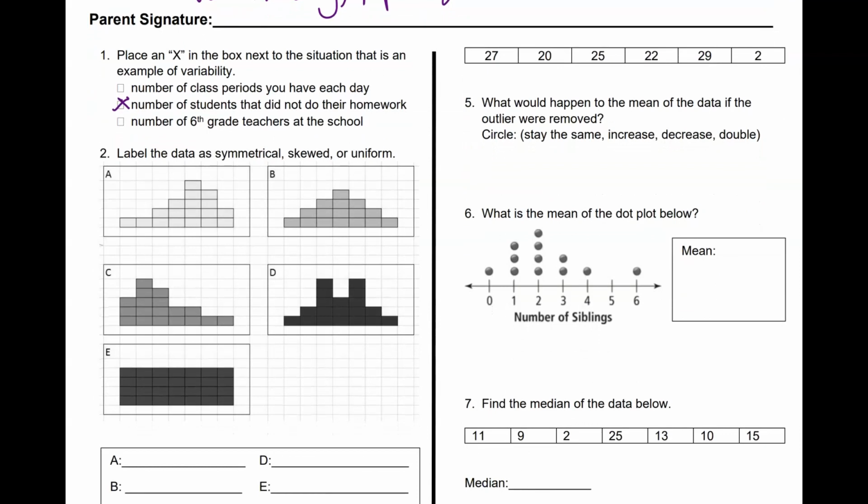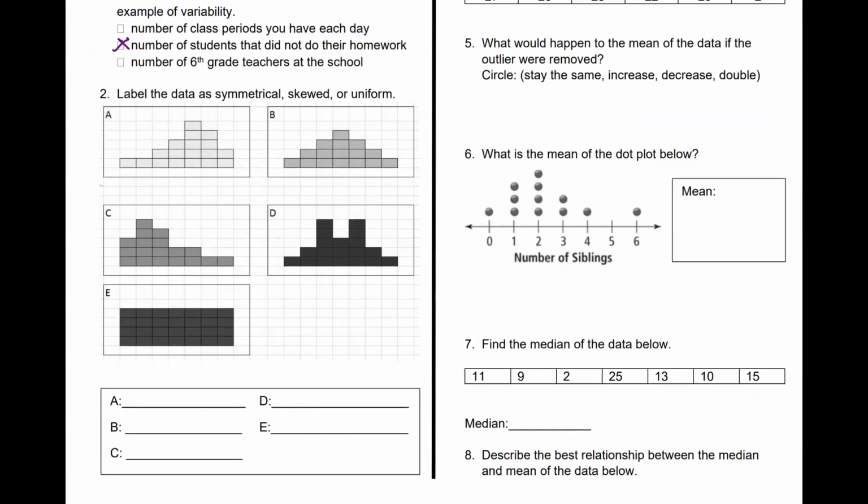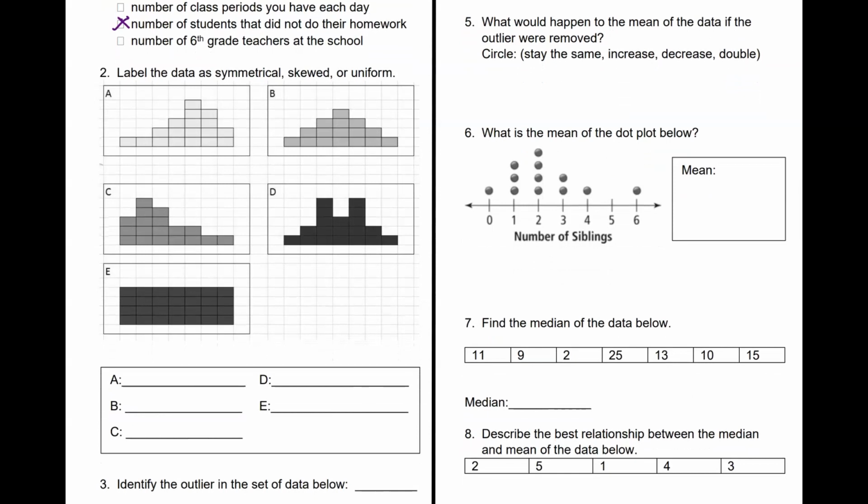Number 2, we are going to label the data as symmetrical, skewed, or uniform. Symmetrical means that we can draw a line down the middle and it's going to be equal or a mirror image of each other on both sides. Skewed is kind of like a teeter-totter or a balance where the data leans more towards one side or the other. Uniform is where we can draw a straight line across the data and it is all equal all the way across. So graph A is going to be an example of skewed.